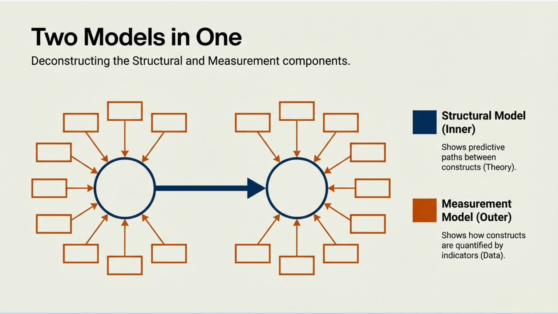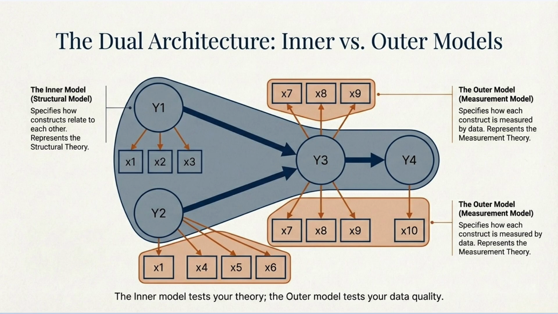Here, the inner model, shown with arrows between circles, represents theory. It explains how these constructs influence one another. The outer model, shown with arrows connecting circles to rectangles, represents measurement. It explains how abstract constructs are converted into data using indicators. A strong SEM result requires both parts to be well worked out. A good theory with poor measurement fails. Likewise, excellent measurement without a sound theoretical structure also is meaningless.